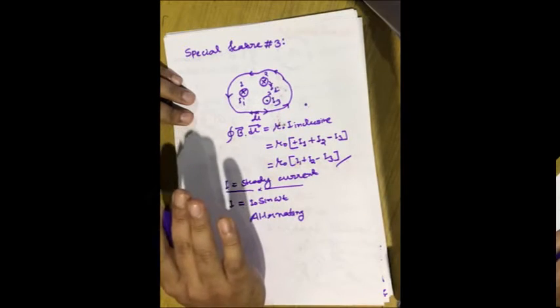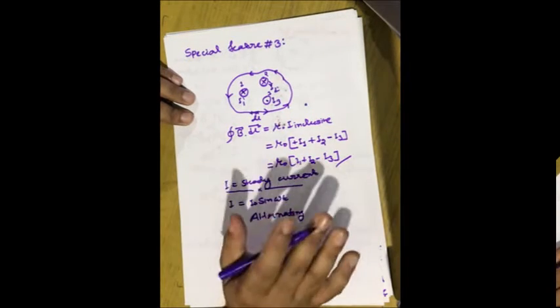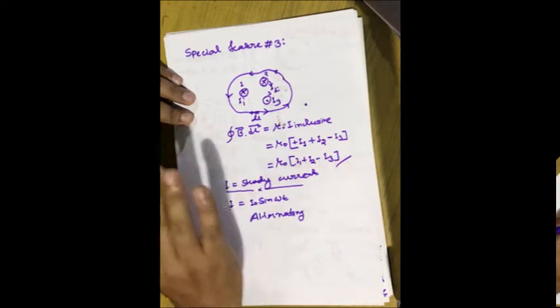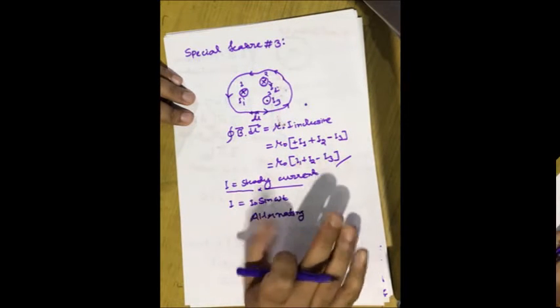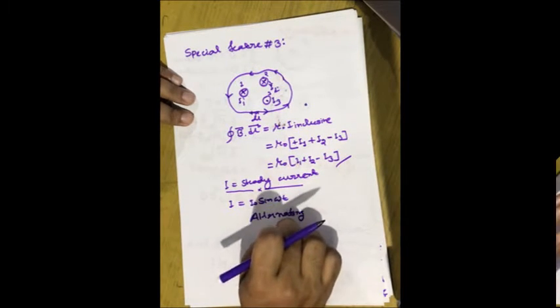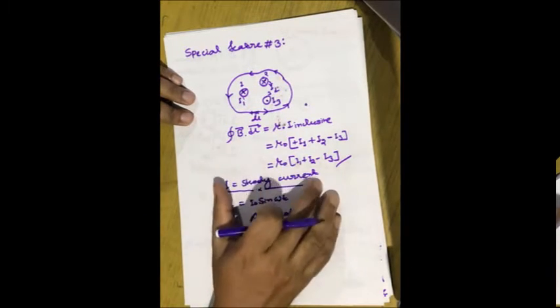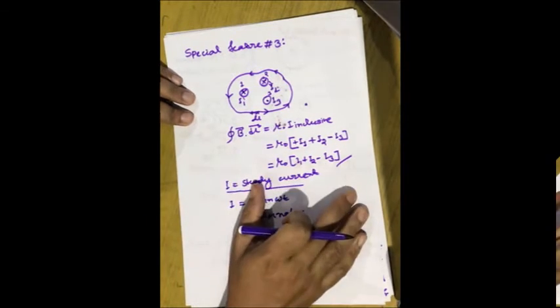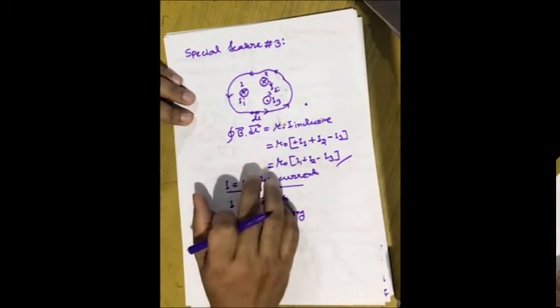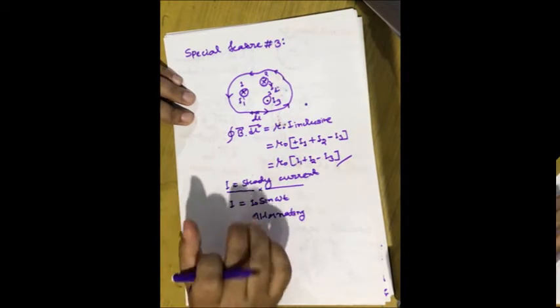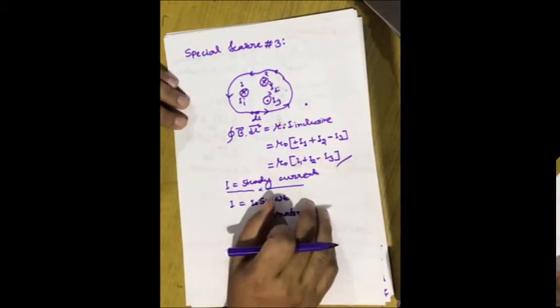That means it does not vary with respect to time. For such type of current, we can use Ampere circuital law. If the current changes with time, just like a sinusoidal current or alternating current, then for such cases Ampere circuital law is not valid. Okay, so these are the important properties of Ampere circuital law.